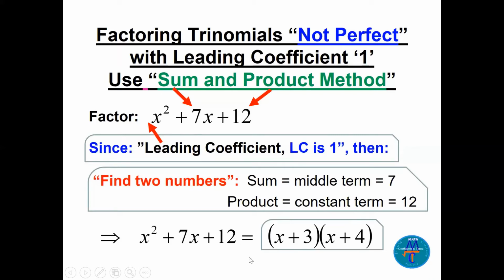Easy? I hope. So again, when you have 3 terms, check if it is perfect. Is this perfect? No, because of the 12. 12 is not perfect. It's not like 16 or 25 or 49, etc.